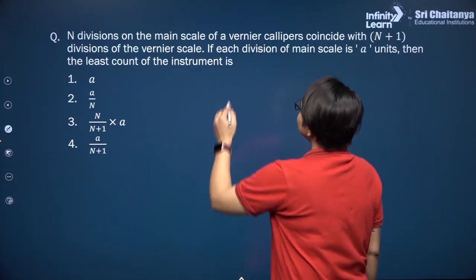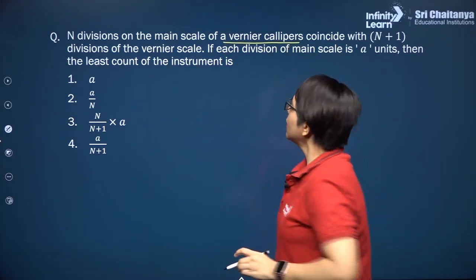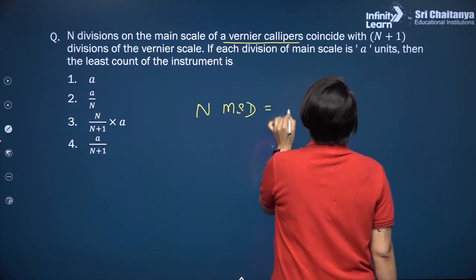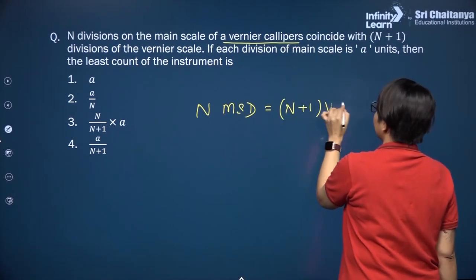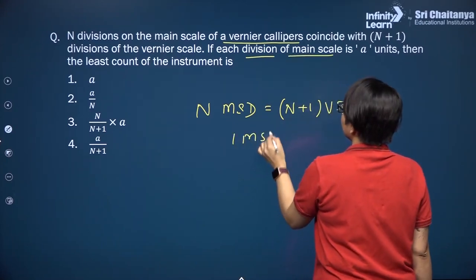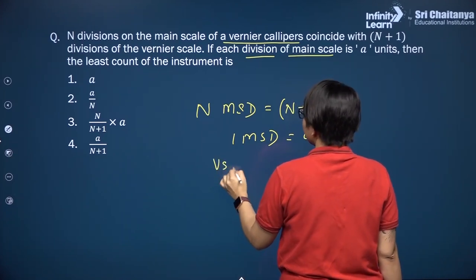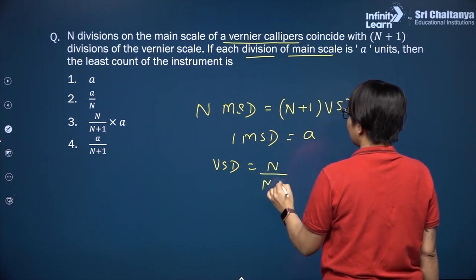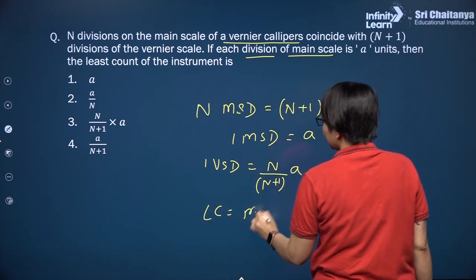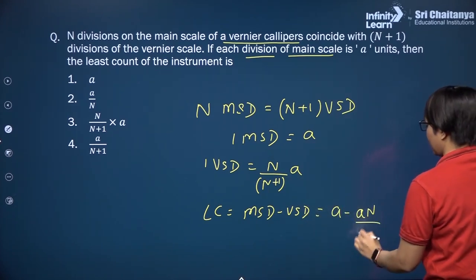N divisions on the main scale of a vernier calipers coincide with N plus 1 divisions of the vernier scale. That means N MSD are N plus 1 VSD. If each division on the main scale, that means one main scale division, is equal to A, then the least count is. So over here 1 VSD is equal to N divided by N plus 1 MSD, which is A. So least count is what? 1 MSD minus 1 VSD. So it is A minus AN upon N plus 1, right?